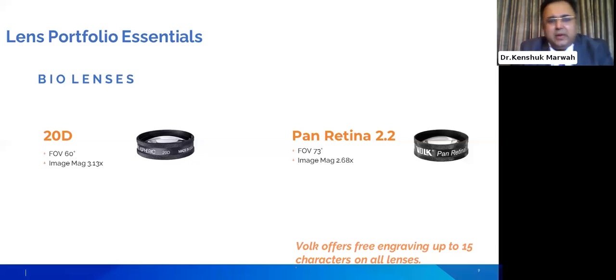Now coming to the BIO lenses, currently the 20 diopter lens and the Panretinal 2.2. Most residents have this question: what is the difference? Because we use both of them in our OPDs. In the 20 diopter lens, the field of view is 60 degrees, whereas in Panretinal 2.2, it's around 73 degrees. So the field of view is much better in Panretinal 2.2. My personal choice is now Panretinal 2.2, and it gives roughly the same image magnification, so your field of view actually increases. While you're looking at the periphery, you don't miss much.